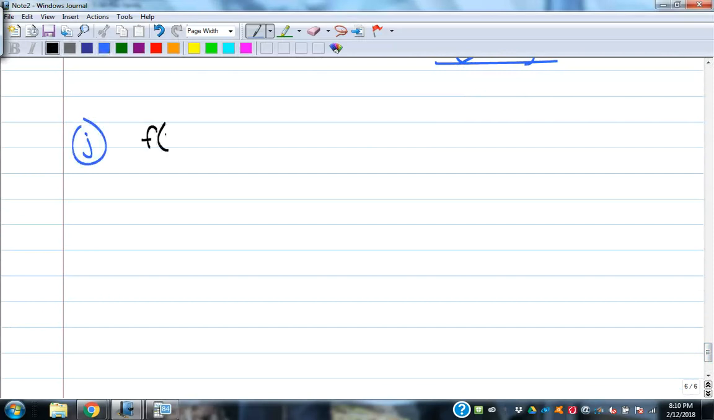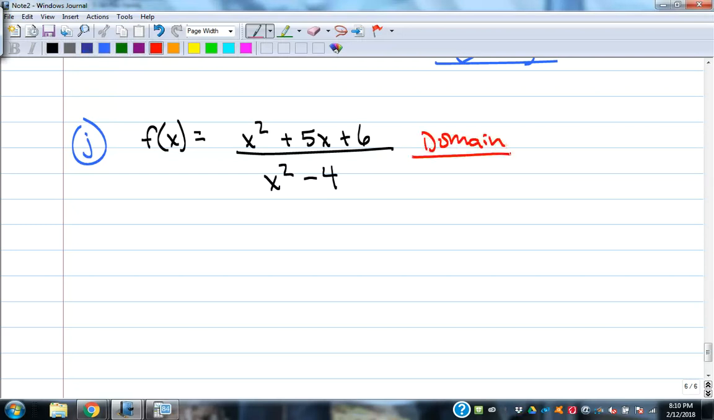So f of x, let's do x squared plus 5x plus 6 over x squared minus 4. All right, what we're going to do first? Domain. Set x squared minus 4 equal to 0.